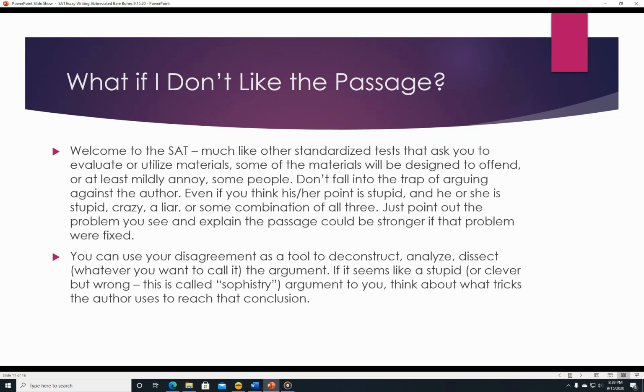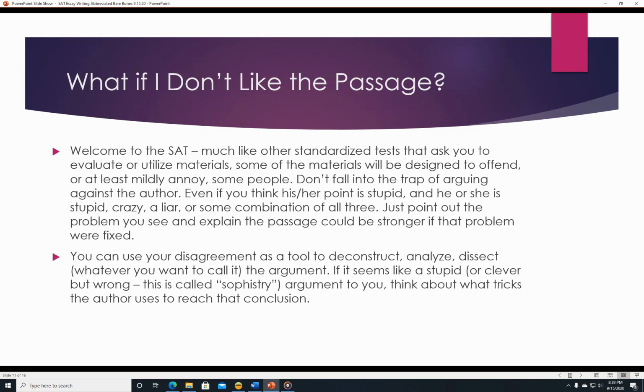You can use your disagreement as a tool to deconstruct, analyze, dissect, whatever you want to call it, the argument. If it seems like a really stupid, or clever but wrong, argument to you, a fancy word for that is sophistry. Think about what tricks the author uses to reach that conclusion. And if you do run into something like that, you could say, well, the author uses sophistry here when it says, well, people say it's wrong to steal 2 cookies, but I only stole 1, so it must be okay. Obviously, that's sophistry.